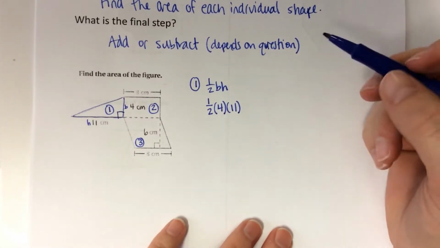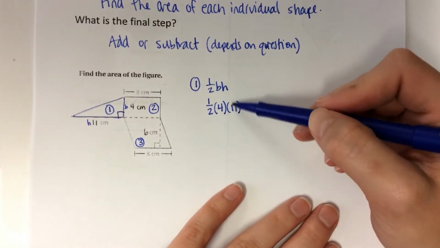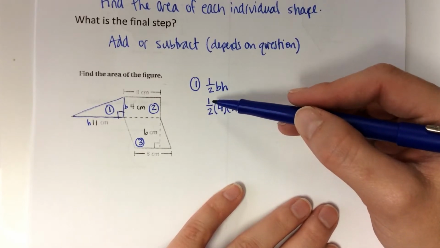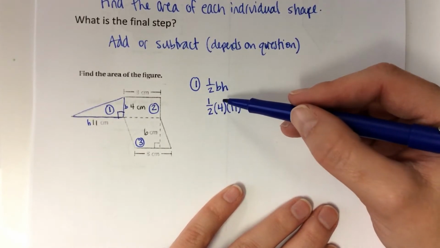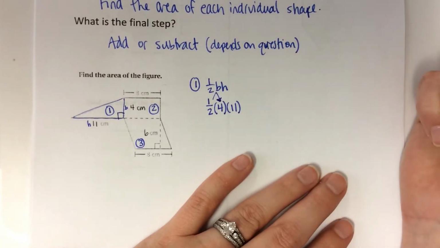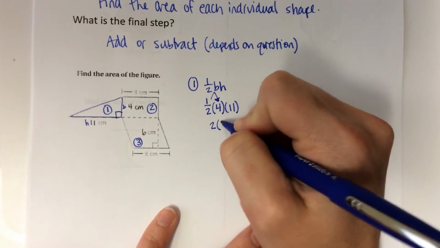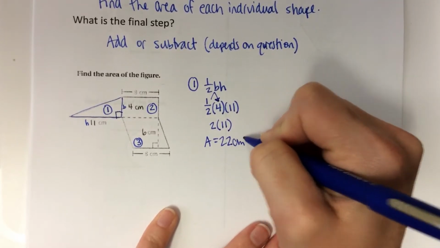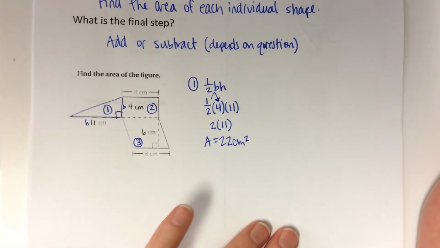So at this point, you have two options. We can do 11 times 4 and then take half of that, or if you like to do half of a number first, that's also an option. So I'm going to do half of 4, which is 2, and then times 11 would give me an area of 22 centimeters squared. So that's just shape 1.